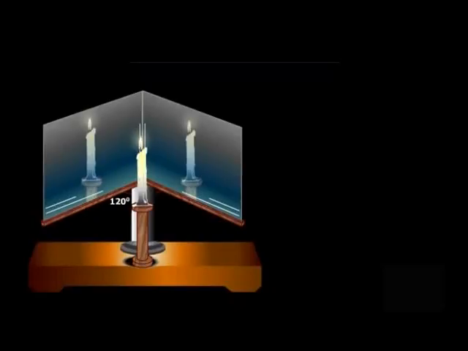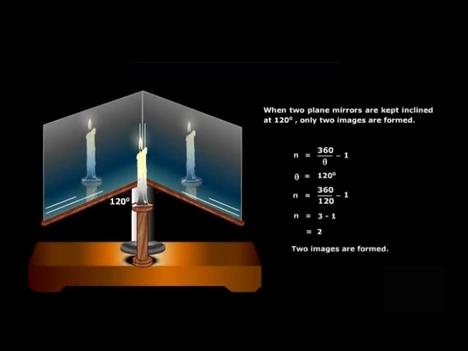Let's start with an angle of 120 degrees. When the angle of inclination between two mirrors is 120 degrees, only two images are formed, as you can see in the mirror. Mathematically, let's have a ray diagram. We place two mirrors, MM and MM prime, in such a way that the angle of inclination between them is 120 degrees. Now place an object O between them.